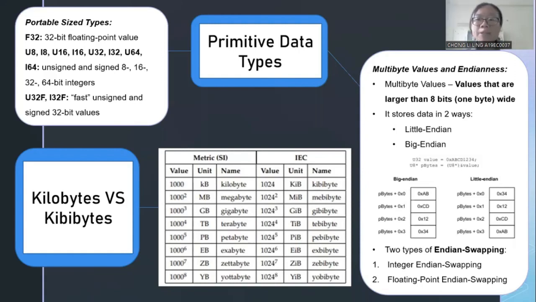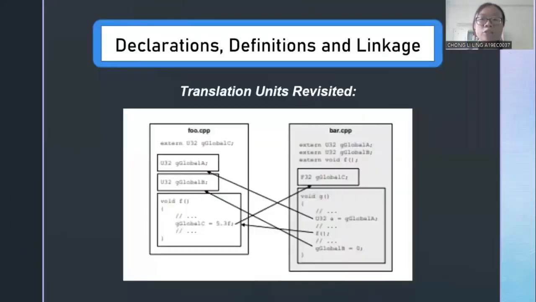Besides, multi-byte values are values that are larger than 8 bits, which is 1 byte wide. It stores data in little endian, which is in reverse order, or big endian, which is in order, as shown in the diagram. The data types can also be swapped through integer endian swapping or floating point endian swapping. In kilobytes versus kibibytes, we usually use kilobyte to represent 1000, but computer programmers usually use kibibyte to represent 1024.